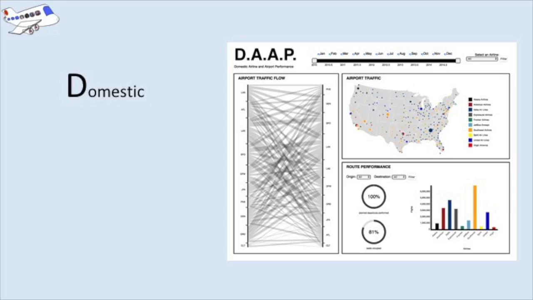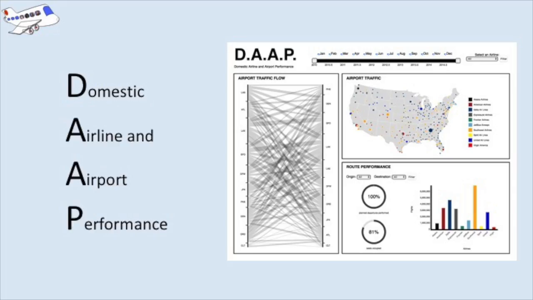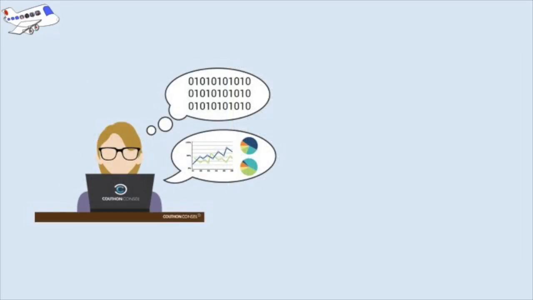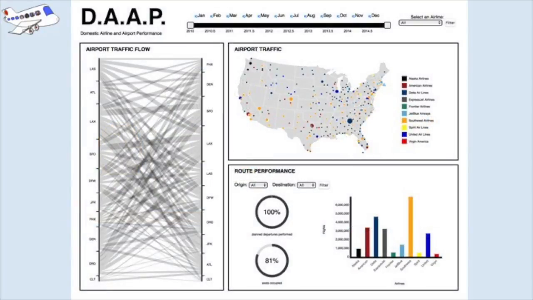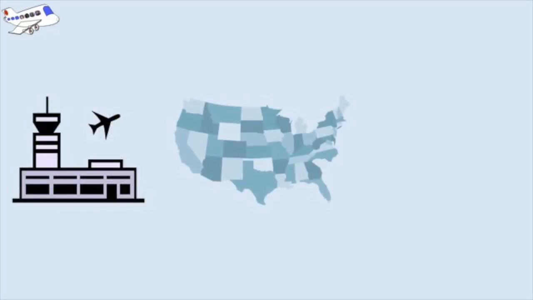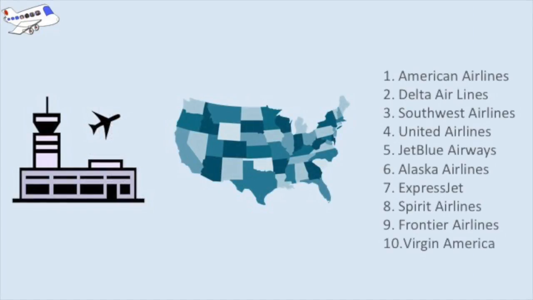Our project is a domestic airline and airport performance dashboard to be used by commercial flight data analysts and industrial engineers. With our information visualization, they are able to understand different aspects of performance for airports across the continental United States and the top 10 largest airlines in America.